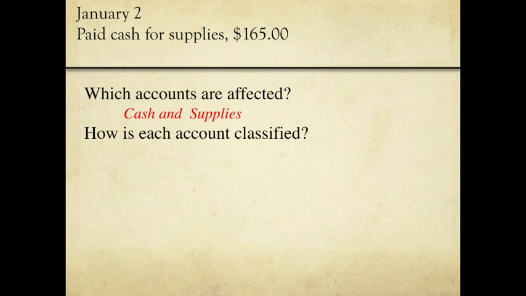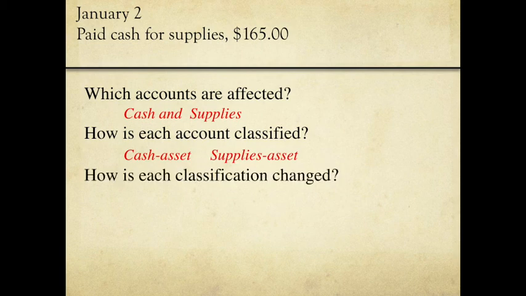How is each account classified? You have to know the classification of each account so that you will understand the increase and decrease sides. Okay, cash is an asset, supplies is an asset. How is each classification changed? You have an asset that's decreased in cash and you have an asset increased in supplies.